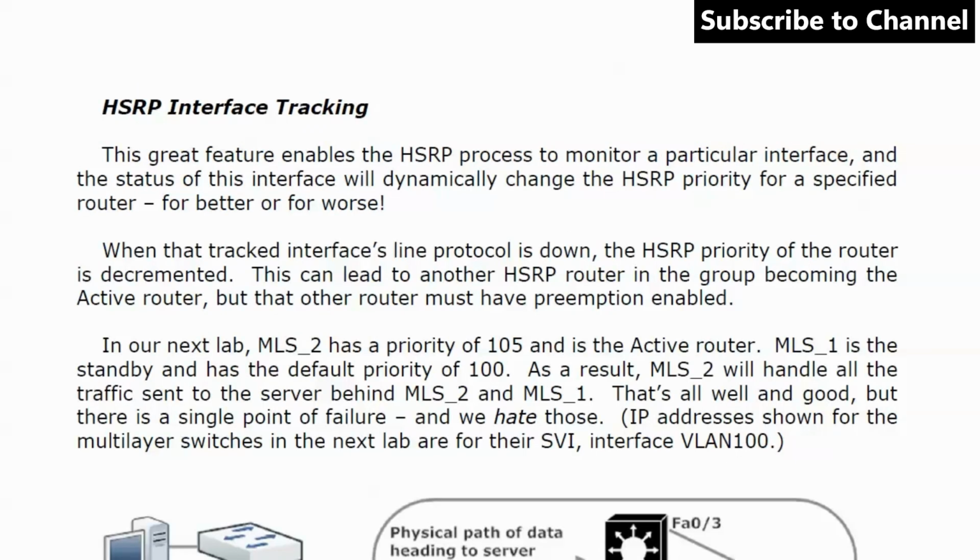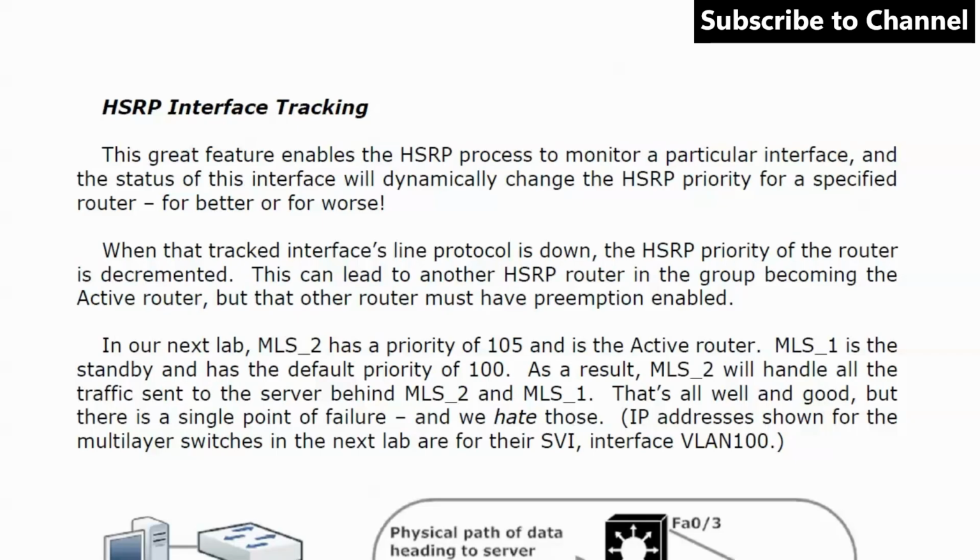HSRP interface tracking. This is a great little feature, and what it does, it enables HSRP to monitor an interface that you and I as the network admins specify, and the status of that interface will dynamically change the HSRP priority for a specified router for better or for worse, and let's find out which one that's going to be. When that tracked interface's line protocol goes down, the HSRP priority of the router is decremented. Of course, a fancy way of saying it goes down.